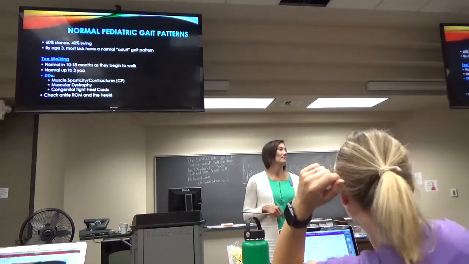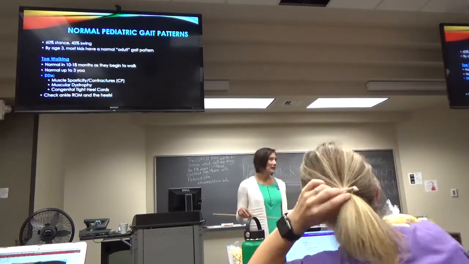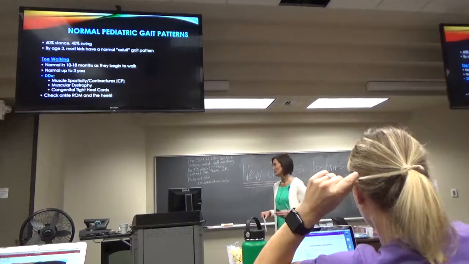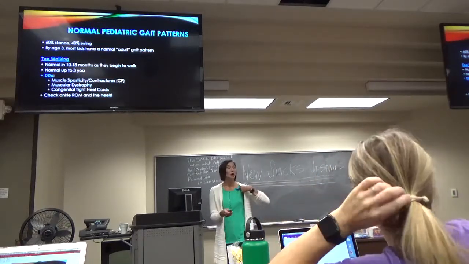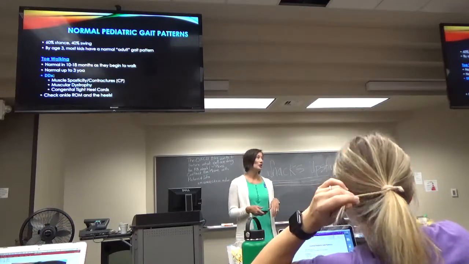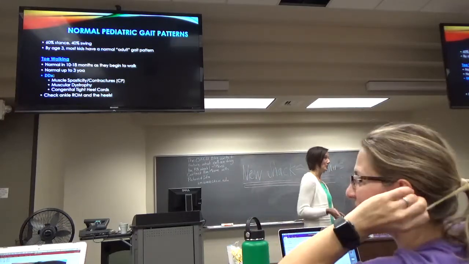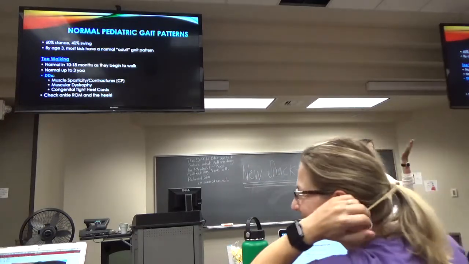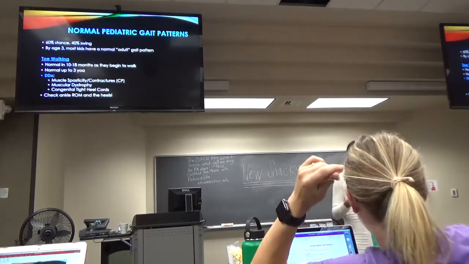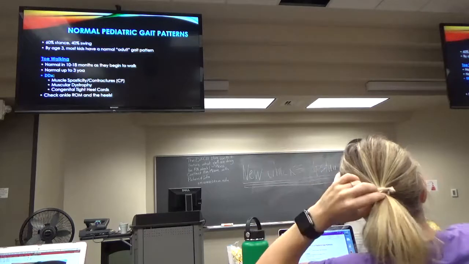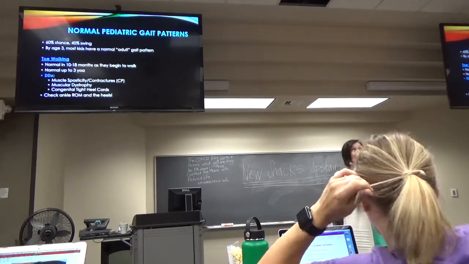But kids walk funny. Kids go through stages of changing their gait, so we're going to talk about those. Toe walking: who has seen a little toddler walking around on their toes? That's normal. Up to 18 months, or normal up to 3, but at 2 to 3 years, you shouldn't be doing that anymore, okay?